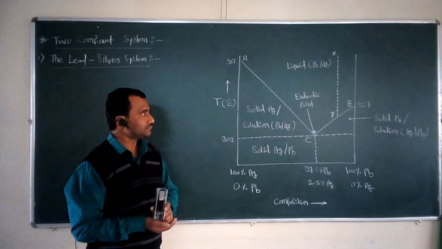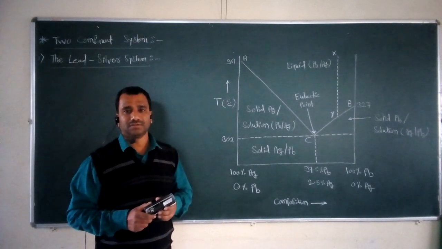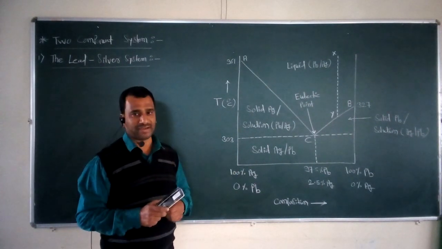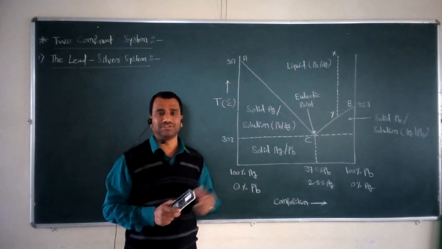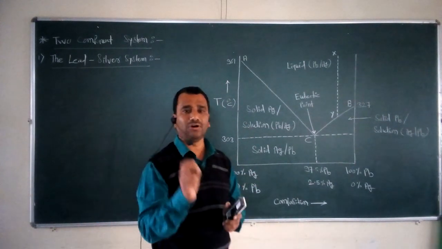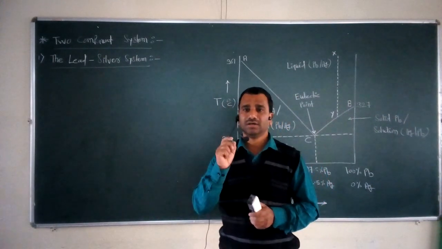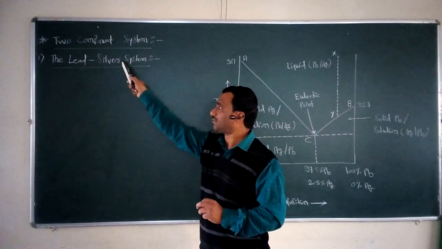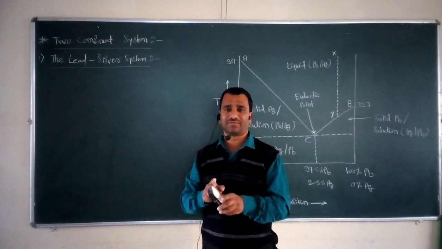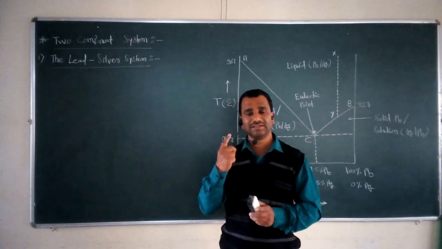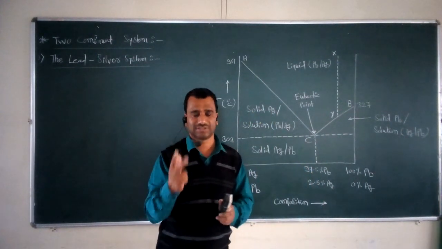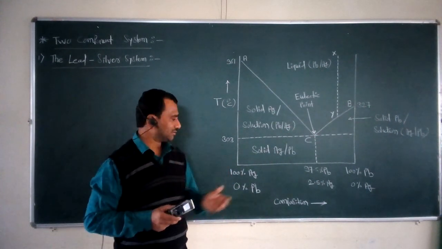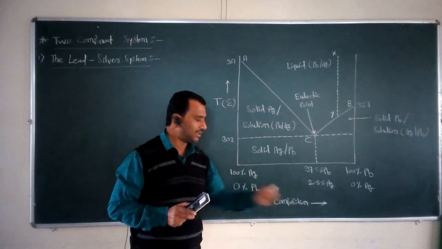Before studying this particular lead silver system, we keep in mind that in this case we take into consideration the composition. Now this composition belongs to the percentage of two different elements. One is lead and the second is silver. So it is a mixture of lead and silver. That's why in such cases we take composition, that is, what is the composition of the particular system at a given temperature.